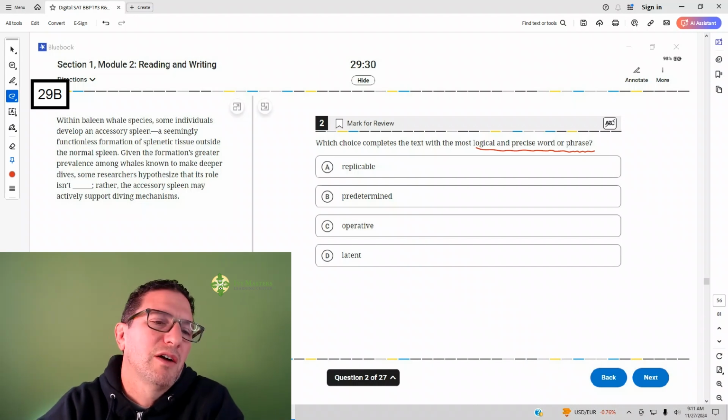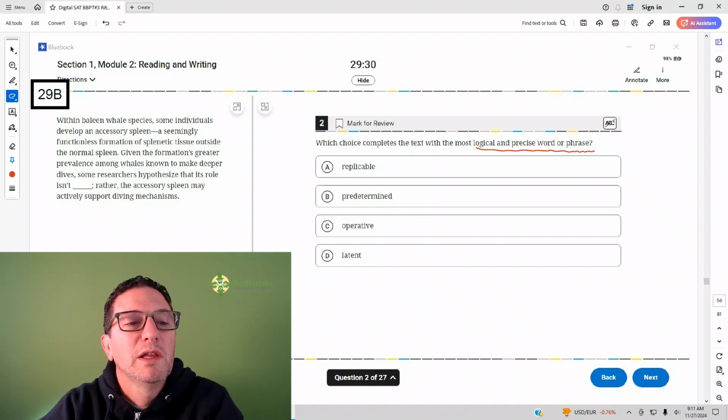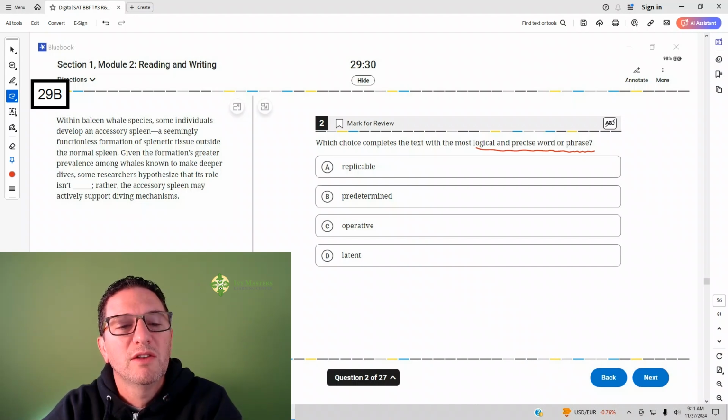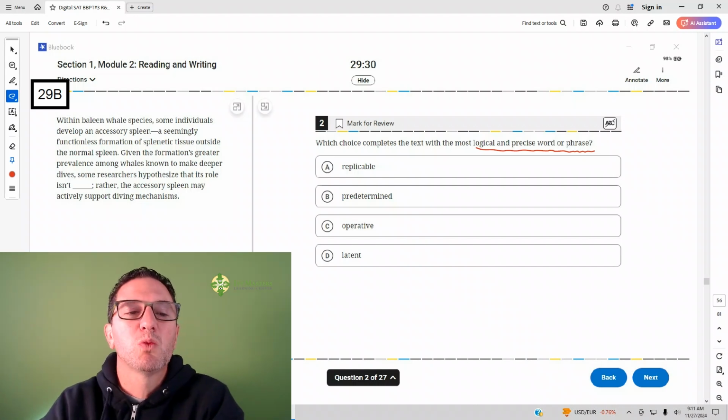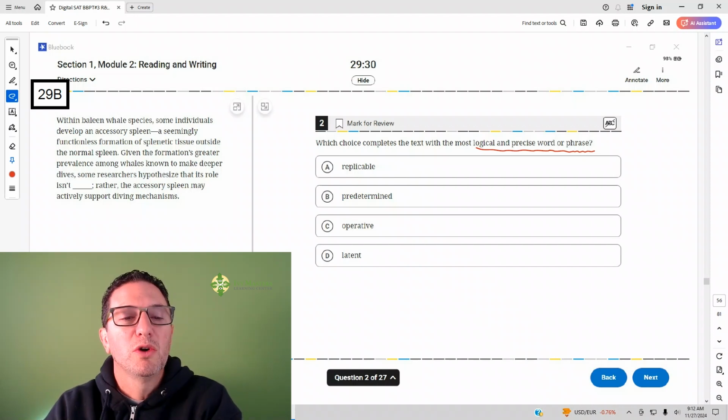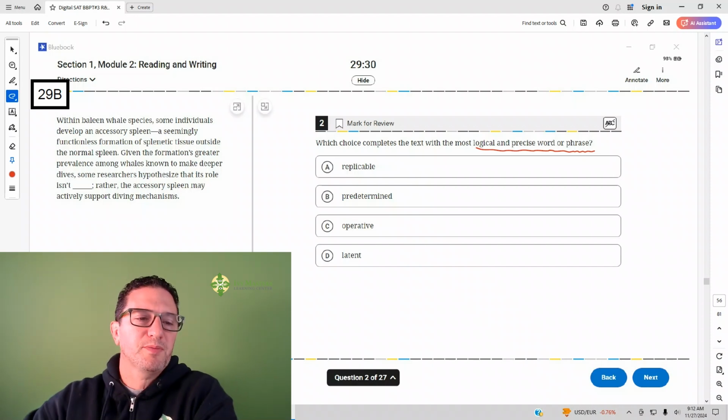So check this out. I'm going to start from the beginning again. Within baleen whale species, some individuals develop an accessory spleen, a seemingly functionless formation of splenetic tissue outside the normal spleen. So functionless doesn't do anything. Given the formation's greater prevalence among whales, no need to deep dives. What does prevalence mean? Prevalent means widespread. So this spleen is on the whales more often when they make deeper dives.